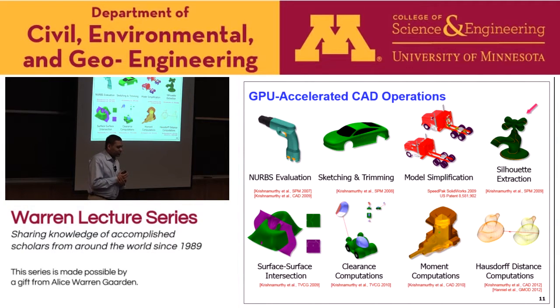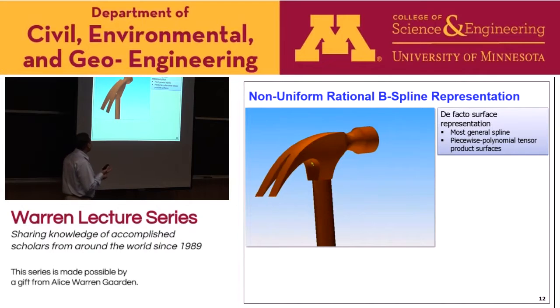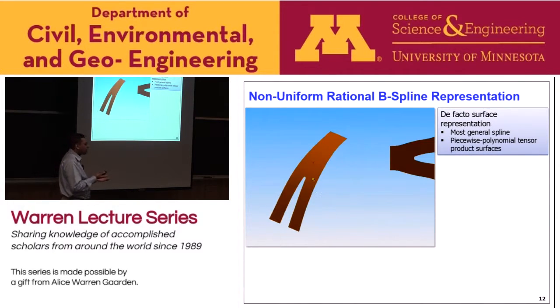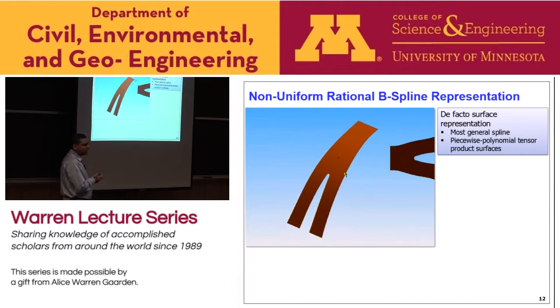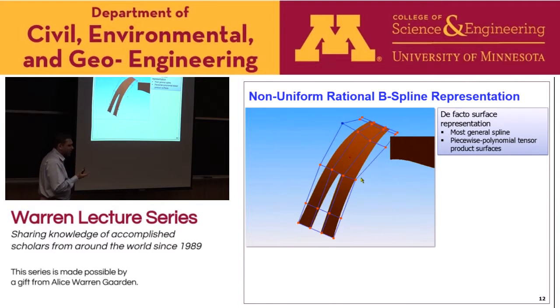So the first thing to note about CAD systems is that they are made up of curved surfaces, which are made up of what are called non-uniform rational B-splines. This is what NURBS stands for, and these are the de facto surface representation in most CAD systems, and they are the most general splines you might find in terms of curved splines. And what they are essentially are piecewise polynomial tensor product surfaces.